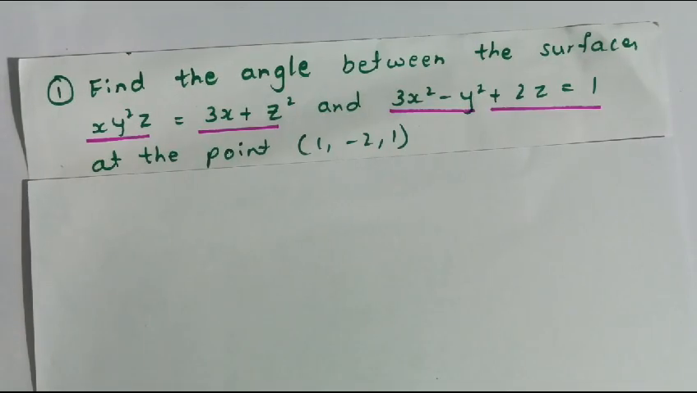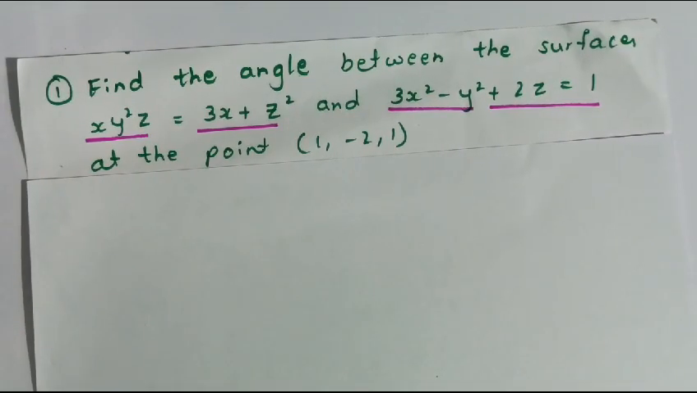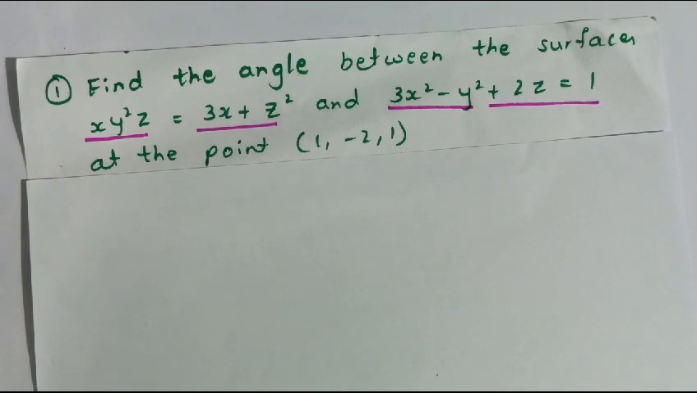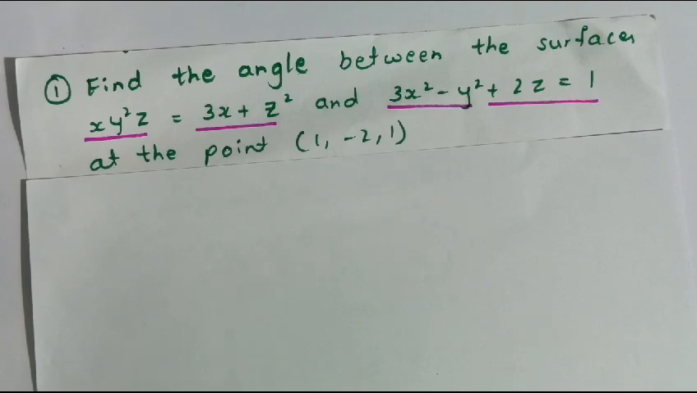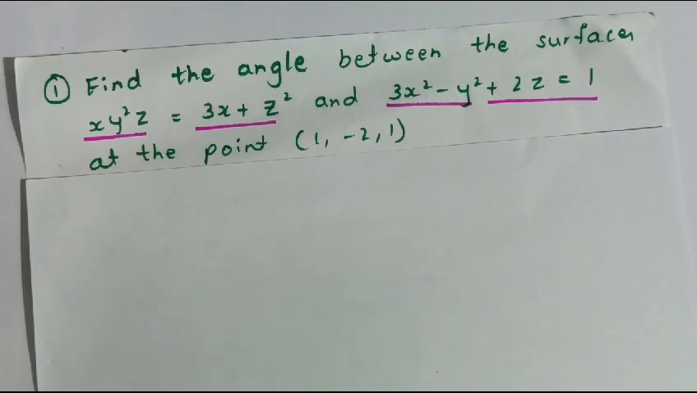As we discussed the important topics, based on that, now we are solving a problem. These are the model question paper problems, and the first one is: find the angle between the surfaces. The surface equations are given: x y square z is equal to 3x plus z square, and 3x square minus y square plus 2z is equal to 1, at the point (1, -2, 1).